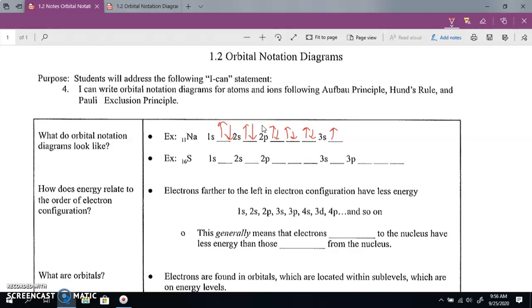Now, if we count up those arrows, you'll see that there are 11 arrows. Those 11 arrows are the 11 electrons that we're representing in this orbital notation diagram. Likewise, here's sulfur. Sulfur is going to look like this with its orbital notation diagram. So we go single, single, single, before double, double, double with opposite spins.